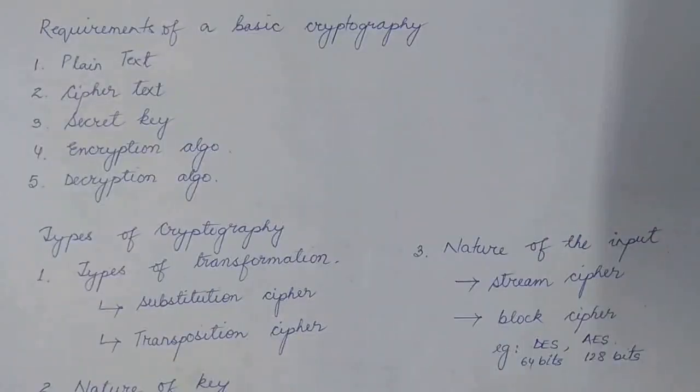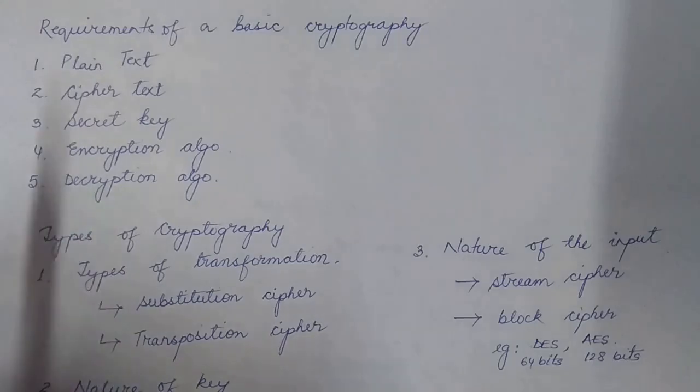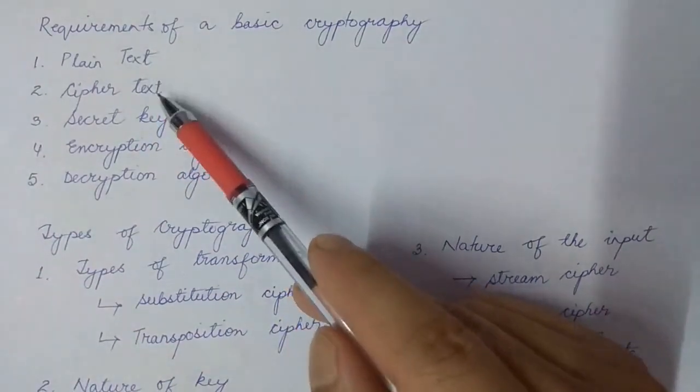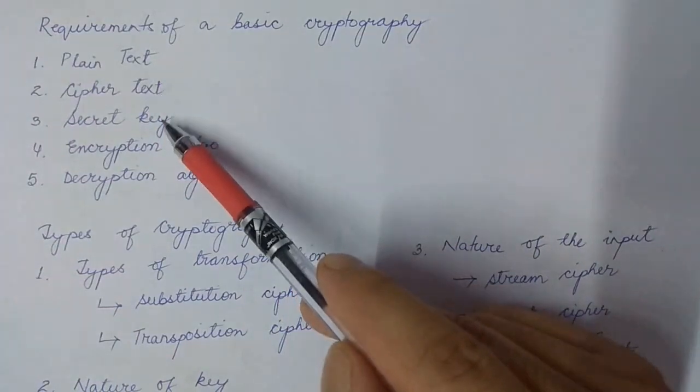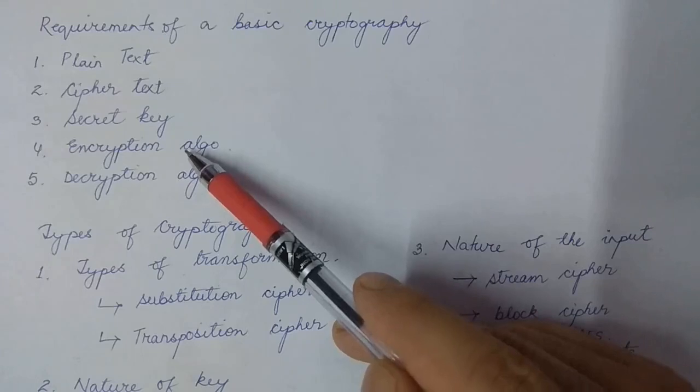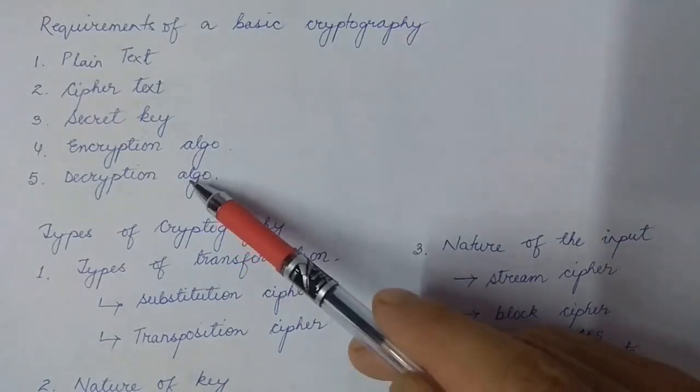So if you look at the requirements of basic cryptography, what we have explained in the previous videos, in this cryptography you will require a plain text, that is the input, a ciphertext, that is the output, a secret key, then the encryption algorithm that is done at the sending part, and the decryption algorithm that is done at the receiving part here.